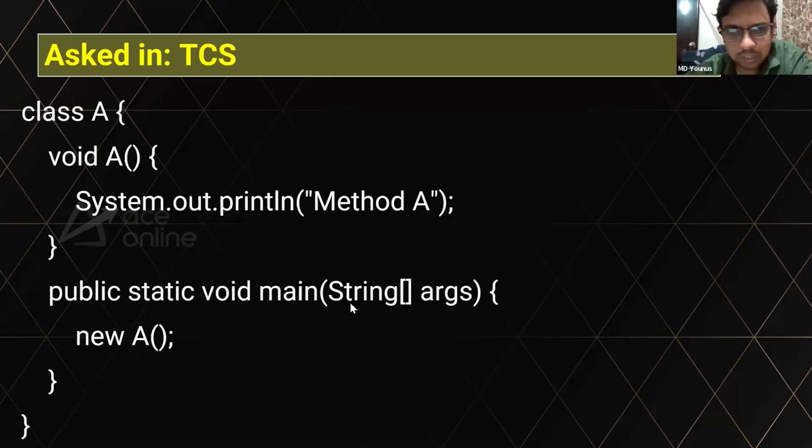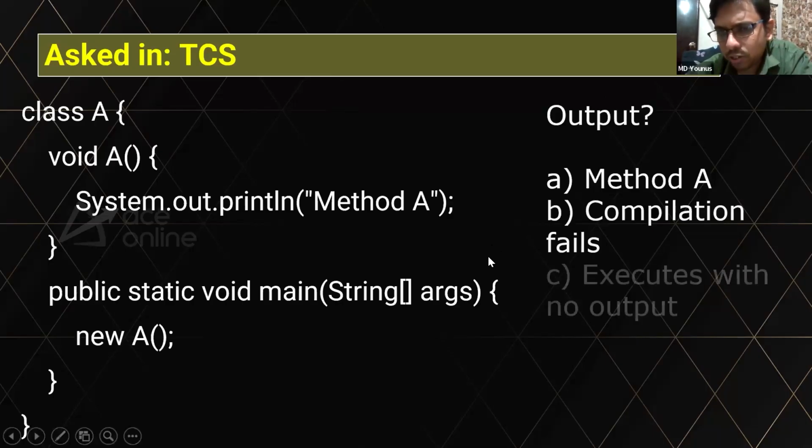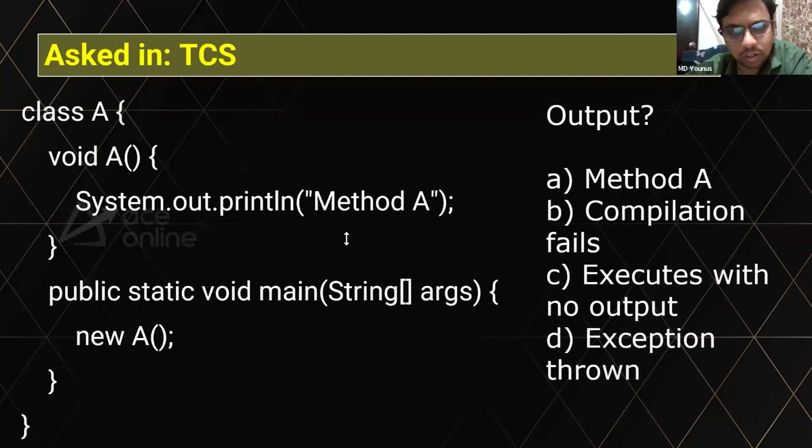Okay, people still thinking. Let me show the options for you all. Options are: A, method A gets printed; B, compilation fails; C, execution executes with no output; and option D, exception will be thrown at runtime. What do you think? Which option will be correct? Okay, Manoj thinks option C is correct. Vishnu, Ankita, what about others? Yashwant thinks method A will be printed. Srikar, okay, nice.